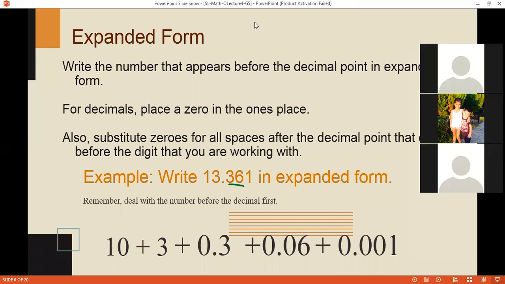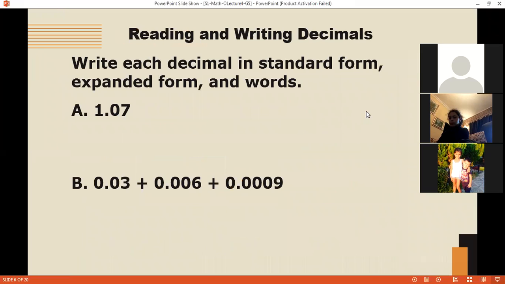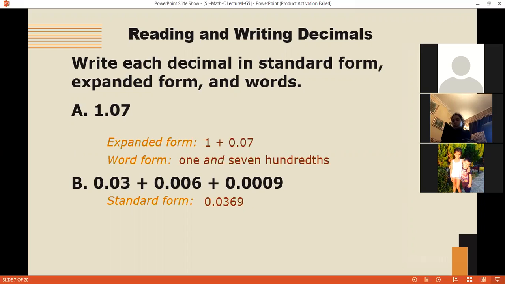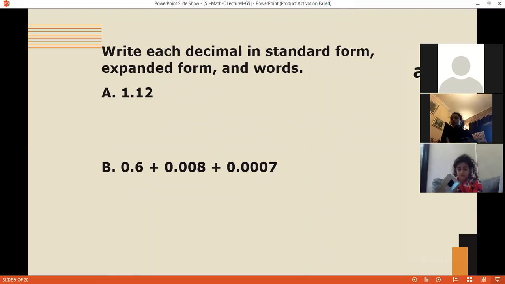So for the 3 here, I have no digits between the point and the 3, so it's only 0.3. But for the 6, I have 1 digit before the 6, so I replace it by a 0. And for the 1, I have 2 digits before the 1, so I replace them by zeros. So that's how we write the expanded form of a number. And we solved a lot of exercises. I advise you to redo them again. So every number we write in standard form, in expanded form, and in word form.